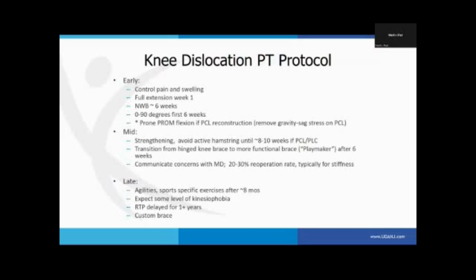Several weeks later, we start working on strengthening, but we will avoid active hamstring strengthening until 8 to 10 weeks if we did a PLC reconstruction. Change the brace at about 6 weeks, and then please communicate with the doctors because this may be surprising. About 20 to 30% of these patients need a second operation. They may get stiff. It's somewhat par for the course, and we have to address it. It's not a failure. It's just what we sometimes have to do. Infections happen. Meniscus tears show up. So good communication with the MDs is important here.